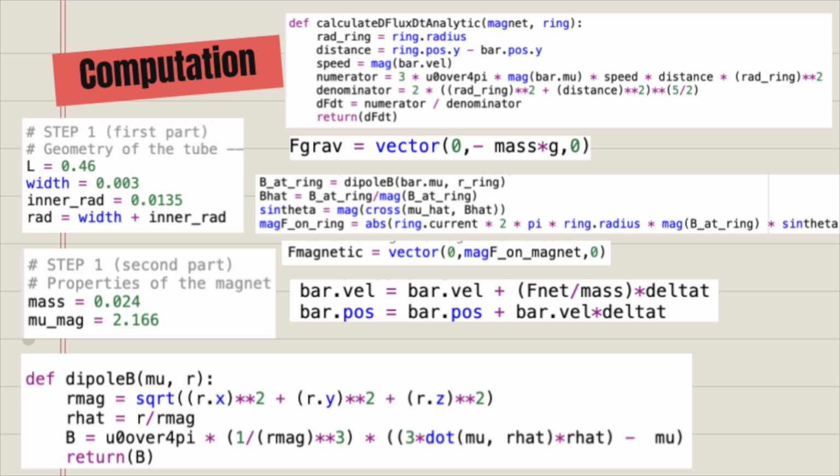Next, I set off to replicate this experiment within a computational simulation to see if the results were similar. I did this through GlowScript, where each step can be seen in the slide. I first listed my initial conditions for the tube and magnet. I then created a function to calculate the magnetic field of the bar magnet. Next, I created a function to calculate the magnetic flux and followed that by calculating the gravitational force on the magnet from Earth. Then I computed the typical B field at each ring, calculated the total net force on the magnet, and finally updated the magnet's velocity and position through the use of Newton's second law.